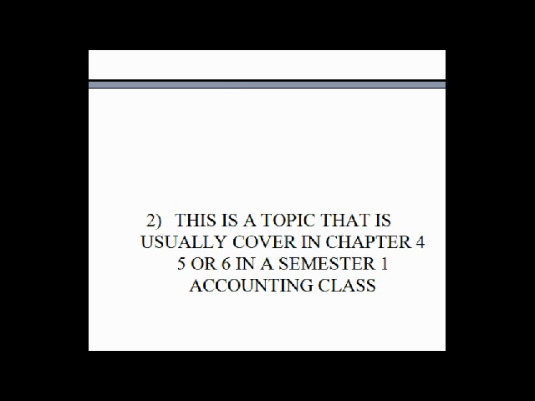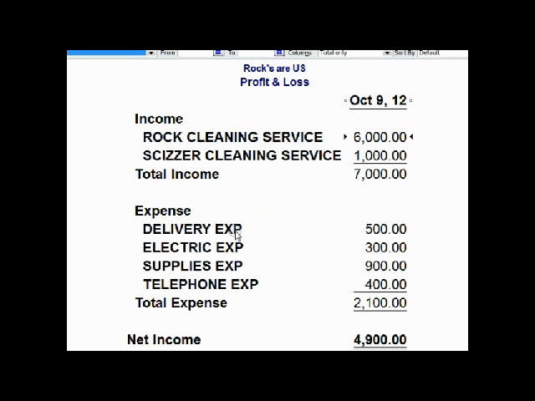Let us imagine that this is the income statement or the profit and loss statement for a service company involving rocks and scissors. All right, no paper. But let's imagine that they have been operating for the full month of October. And let us imagine that these are the accumulated income amounts for each different service that they did work and earned, and therefore their total income is $7,000.